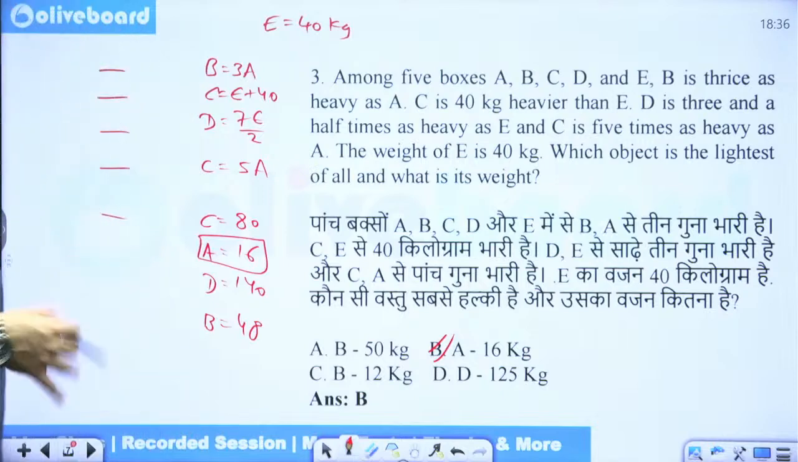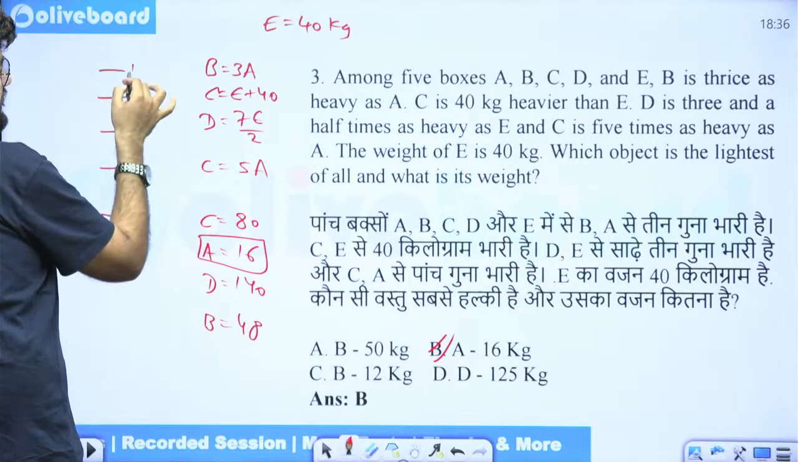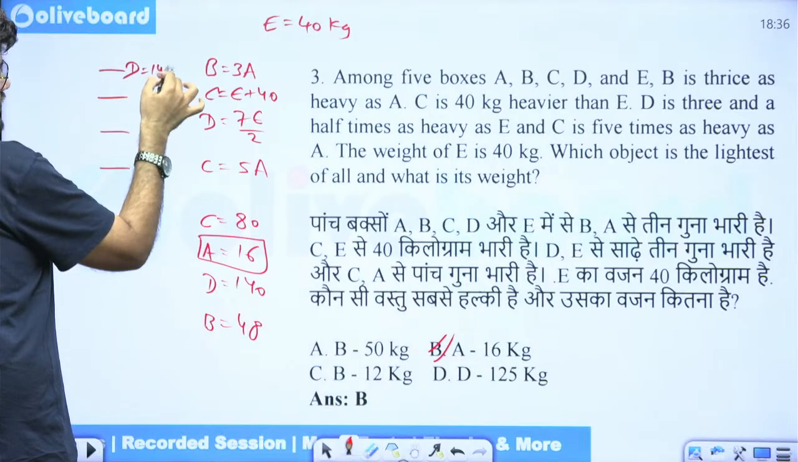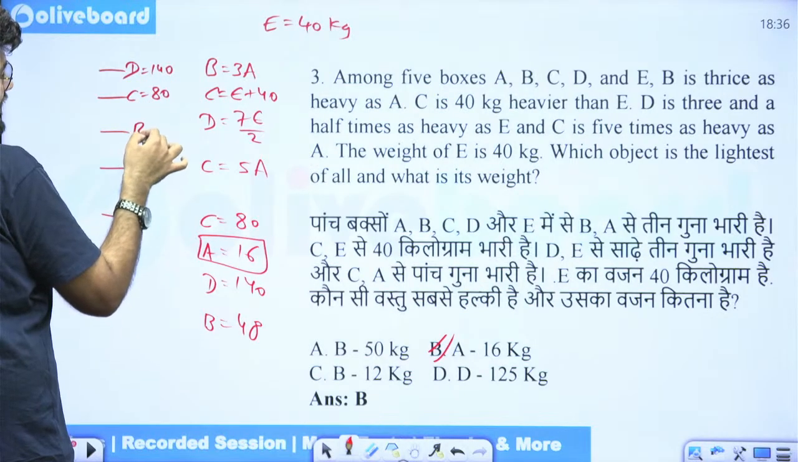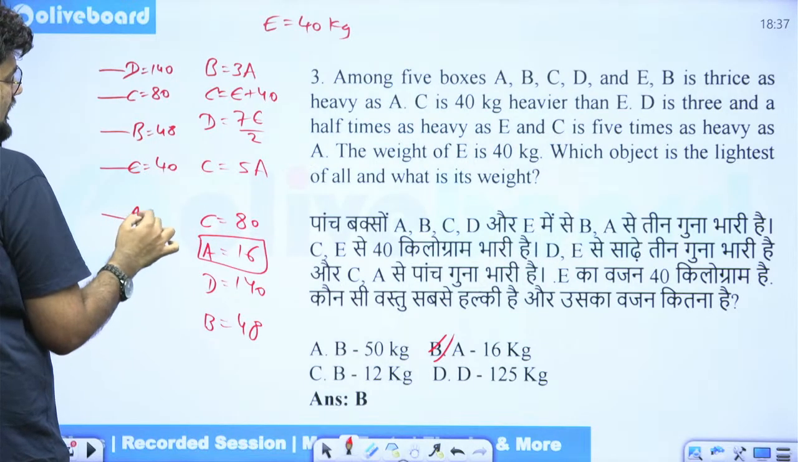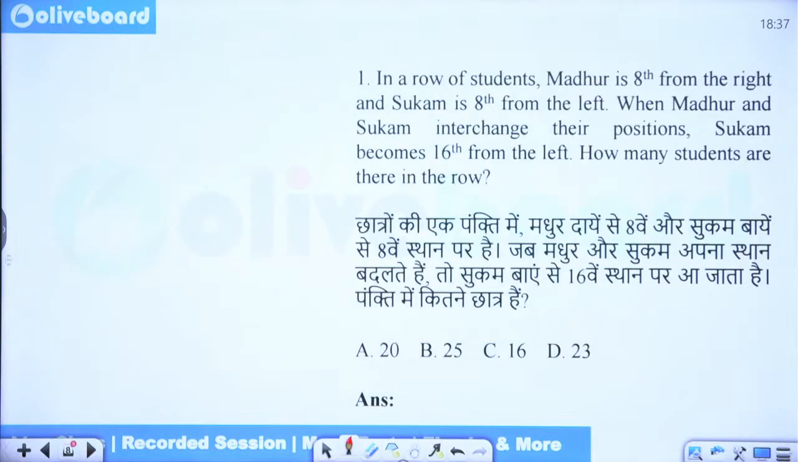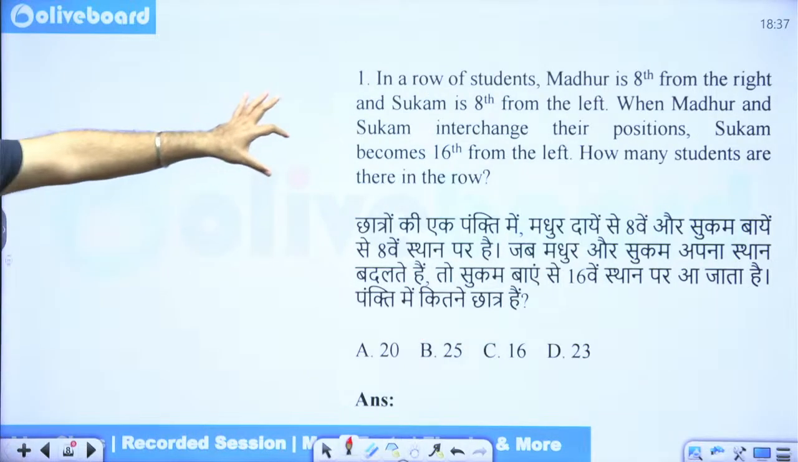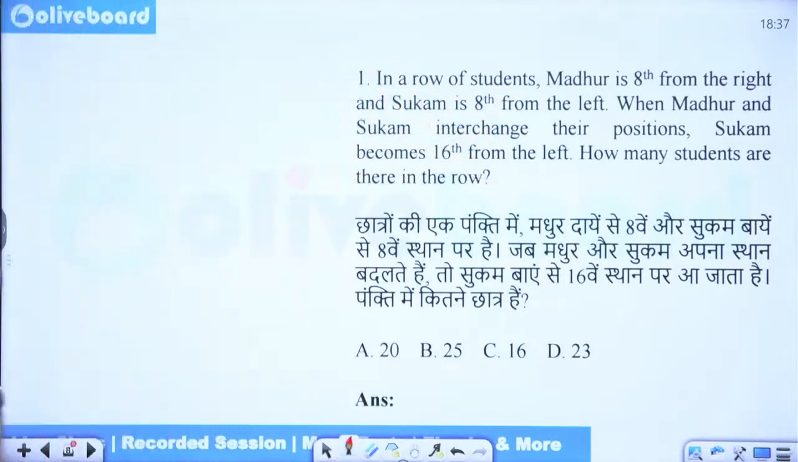We don't need to arrange it at all, but just for the sake of it, I am arranging. I have D as the heaviest, 140, followed by C, by B, 48, by E, by A. Okay, this is your ranking based question, right? Get this and try to arrange to approach it.